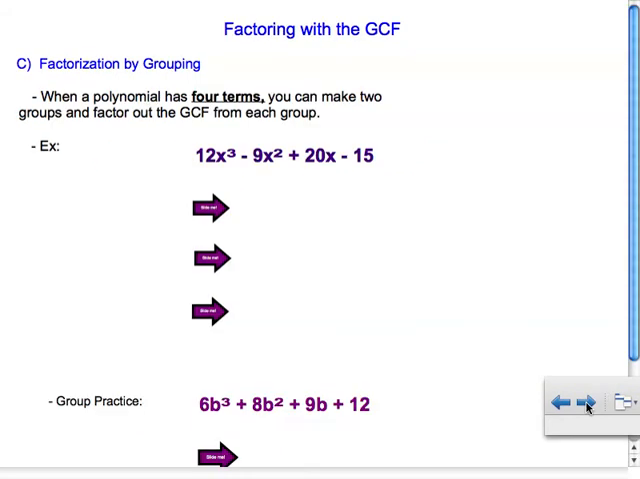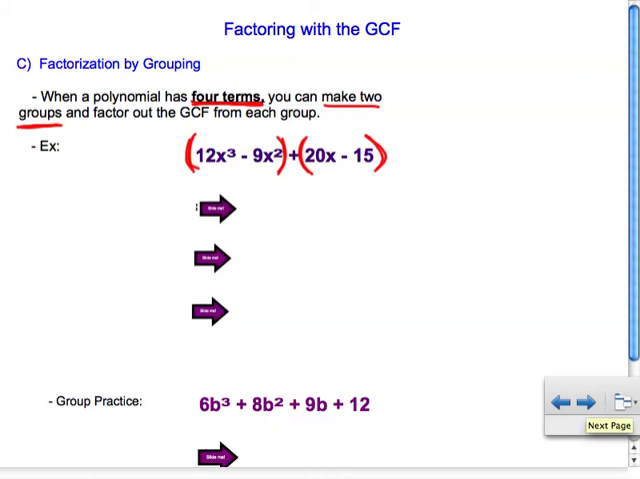So sometimes we might have 4 terms. Okay? And when we factor something out of maybe the first 2, and I factor something out of the second 2, you might find something interesting. Okay? So when a polynomial has 4 terms, you can possibly make 2 groups. Okay, group them together like this. Look for the GCF in each of your groups, and something interesting might happen.